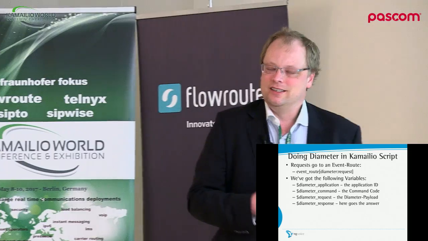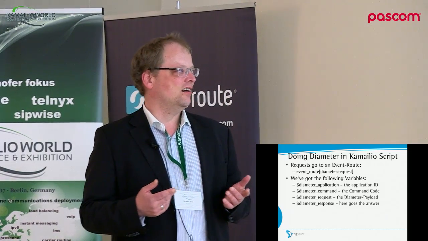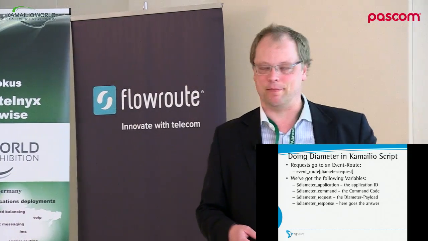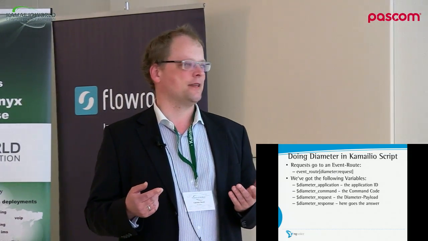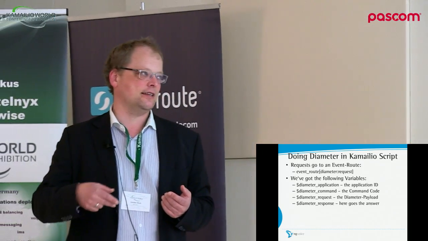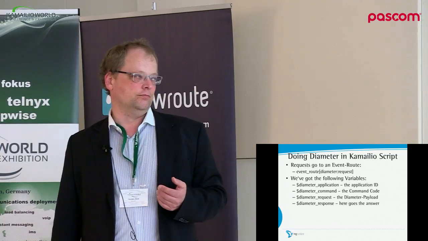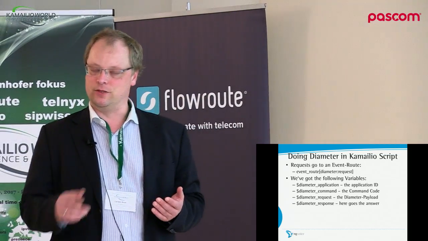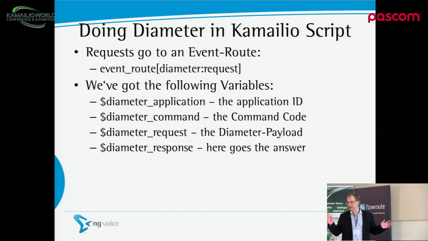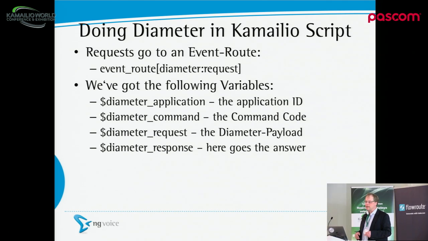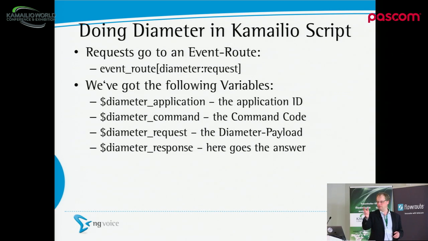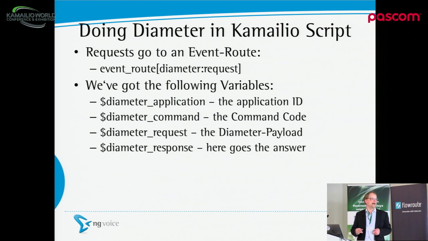In this diameter event route, we've got some variables that we are exporting. This is a little bit more detailed into the protocol. We need the application ID, and the application could be something like the Rx interface for quality of service, or the Cx/Dx interface for communicating between the IMS core and the home subscriber server. It could be Sh, could be any kind of diameter protocol you want. So you get the application you want to run, like online charging, Ro. You get the command code.